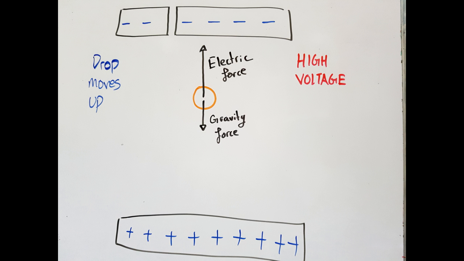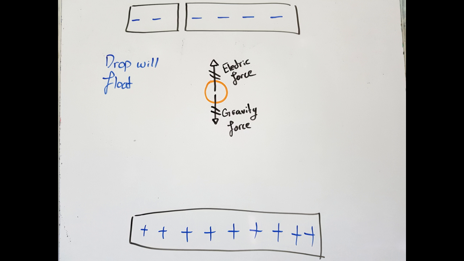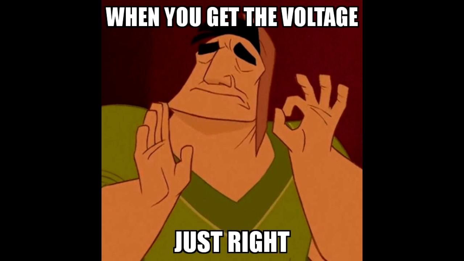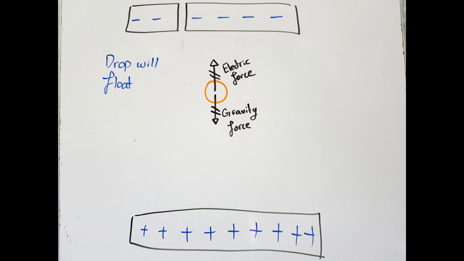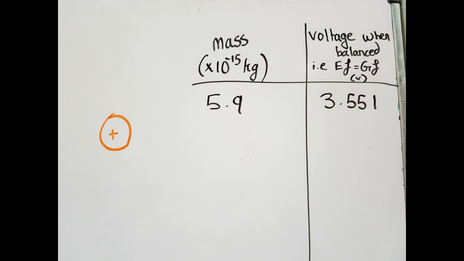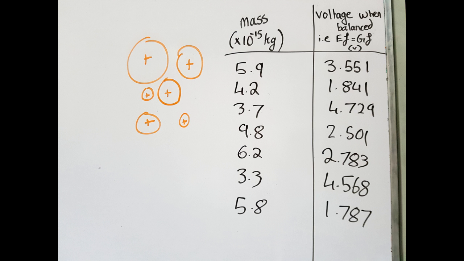When a high voltage is supplied, the electric force has a larger magnitude than the gravity force, therefore the droplet moves up. The same happens in the opposite way when a low voltage is supplied. However, when the voltage is just right, the droplet will float. This means that both the electric force and the gravity force are equal. With this in mind, we can form a data table of when the droplet floats with its mass and voltage recorded. This is done for droplets with different sizes.